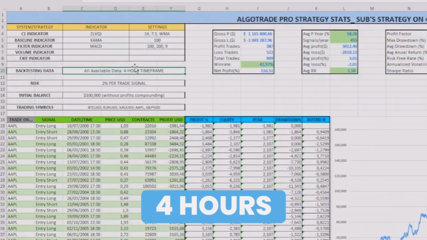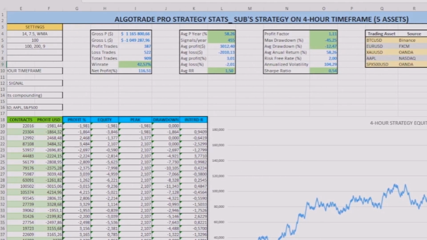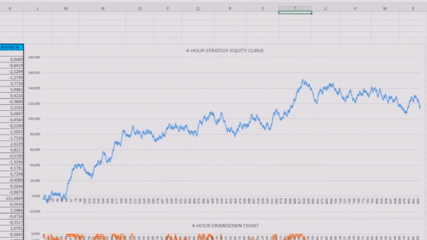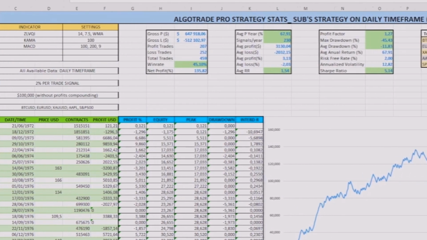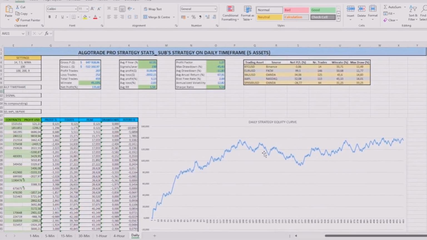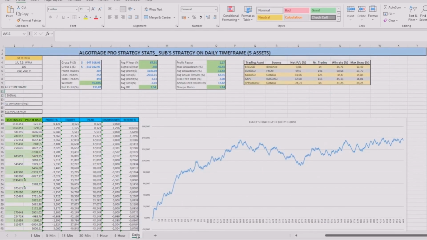Next, in the 4 hour time frame, this strategy was quite efficient, because after 900 trades, it got a win rate close to 43% and a net profit of 116%. Here we've got the results of every asset and the equity chart, which was quite solid. Finally, on the daily time frame, the results were similar to the 4 hour time frame with a growing equity chart.